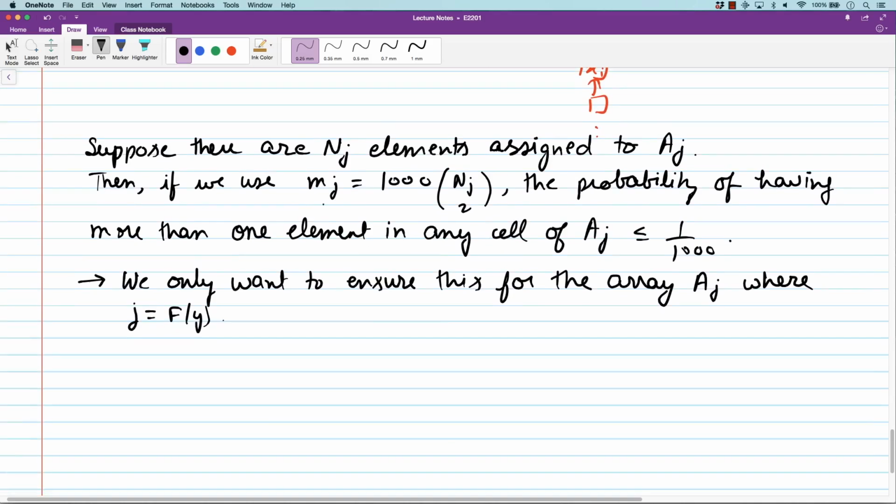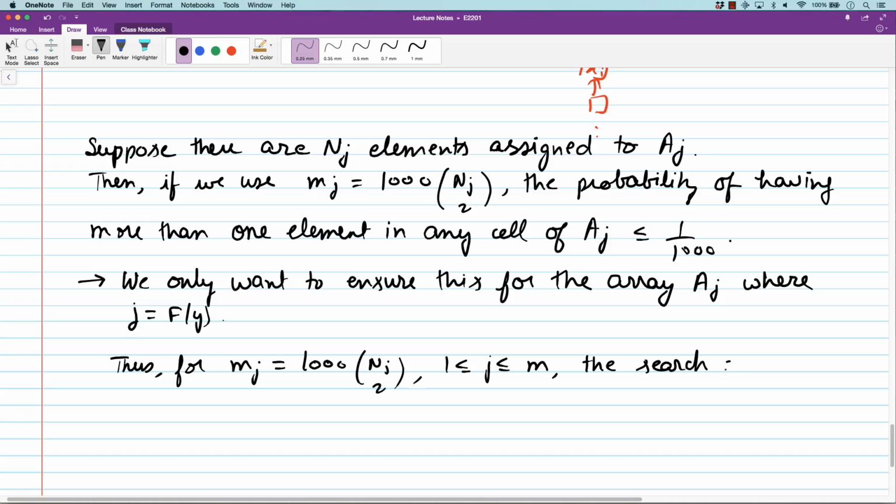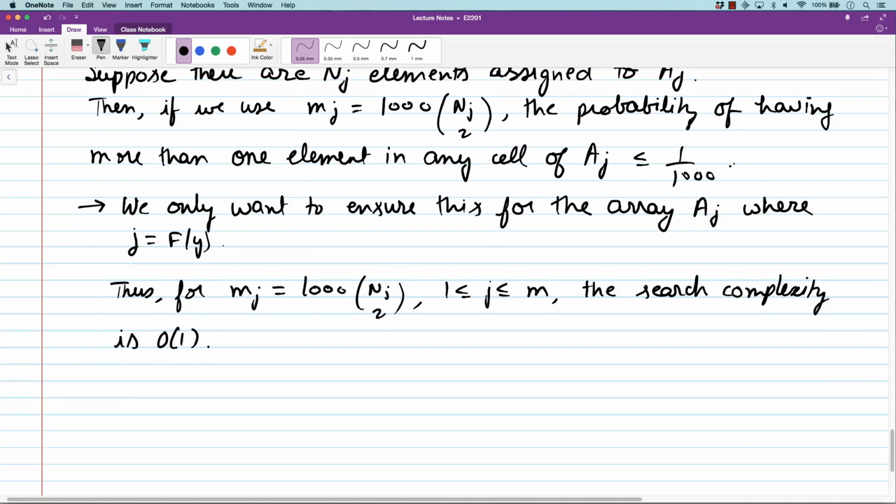Now, if you set mj equal to 1000 nj choose 2, then with probability 0.99 the search complexity is order 1, because the cell containing y will only have one element.